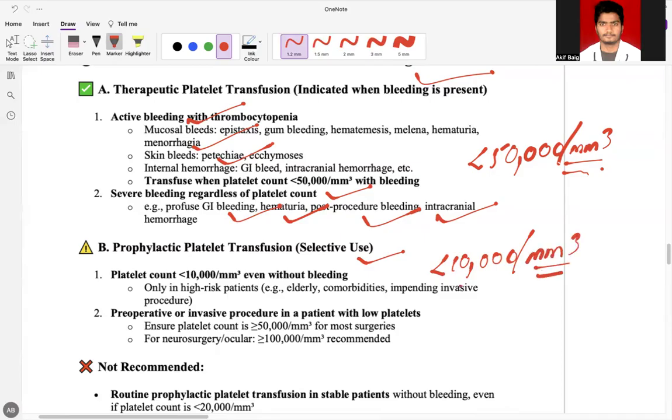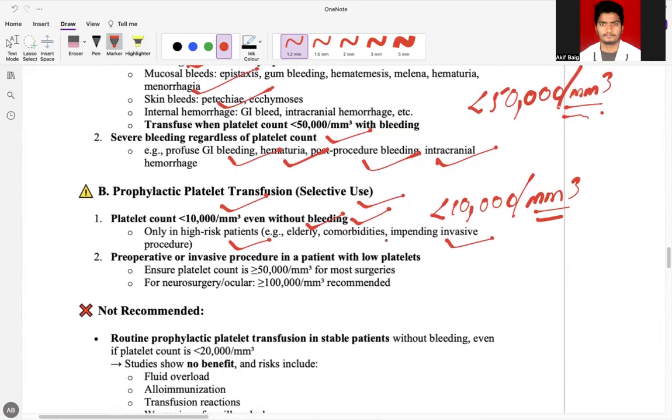So more than 10,000, usually it is not required. And that too, it is often said that even if platelet count is less than 10,000, only in high-risk patients who are more prone to bleeding, like elderly patients, patients who have multiple comorbidities, or patients planning for any invasive procedure, then only you give transfusion. Otherwise, routine platelet transfusion, even for less than 10,000, is not recommended as such.